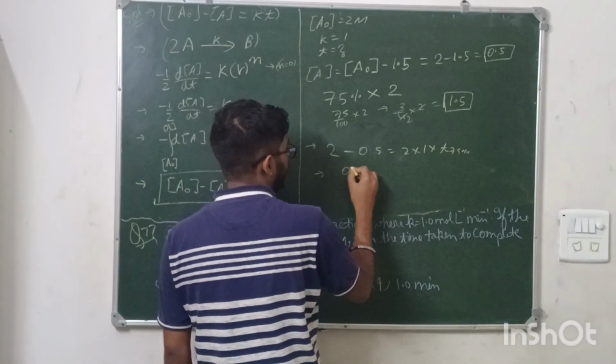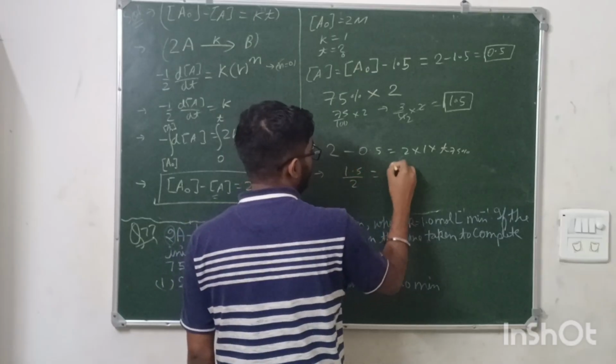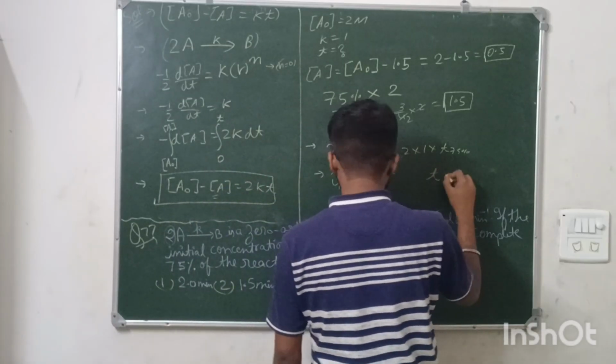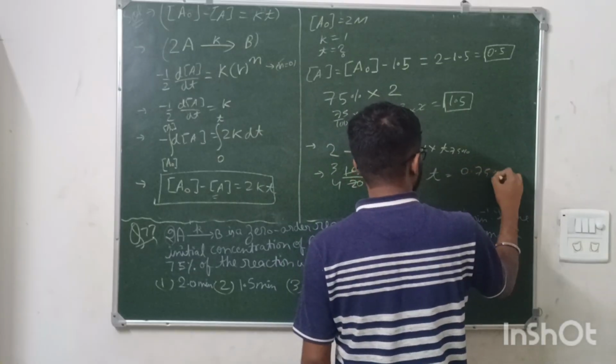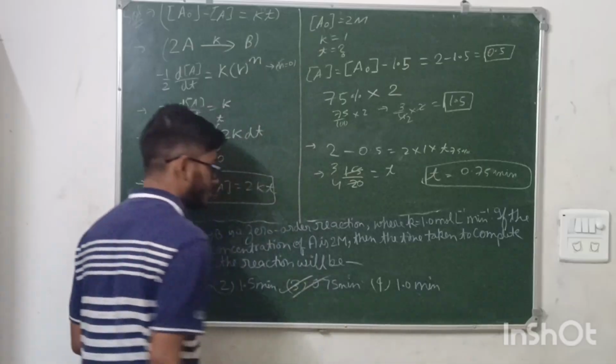So this will be 1.5 upon 2 is equal to T. Time is coming out to be 0.75 minutes. This will be the final answer, option number 3.